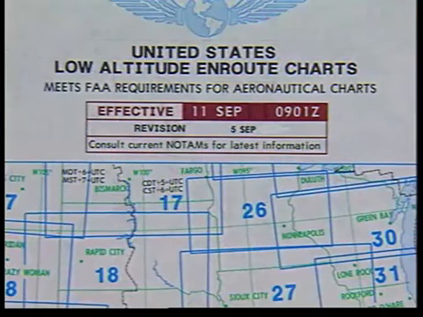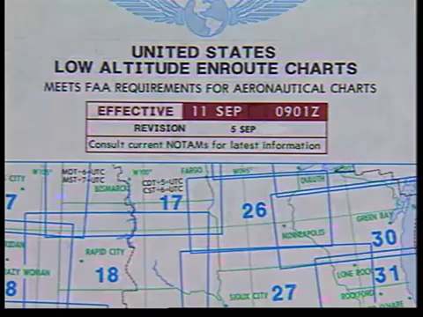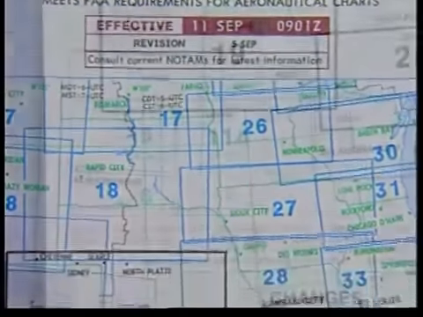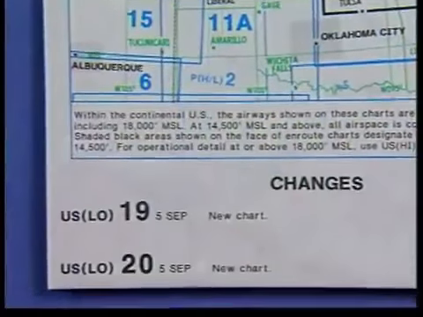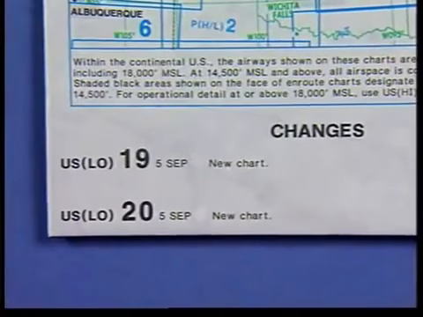Above the chart index is the effective date. You should not use this chart before 0901 Zulu on 11 September. If the chart does not have a specific effective date, it states effective upon receipt. In addition, the front panel contains a listing of major changes which have occurred since the last printing of the chart.